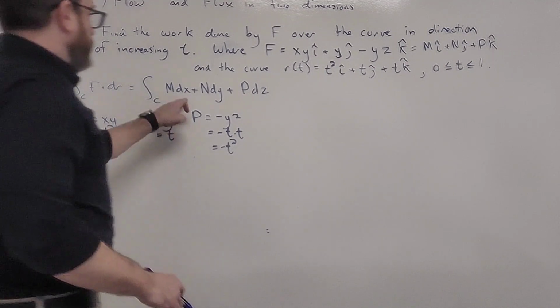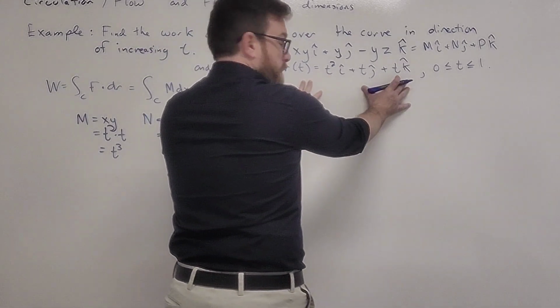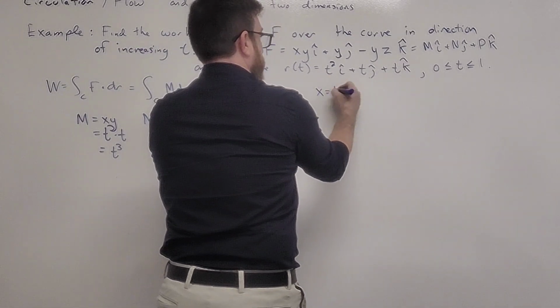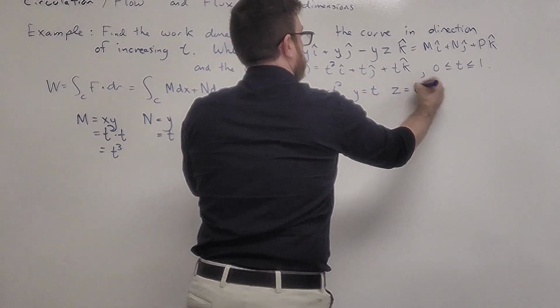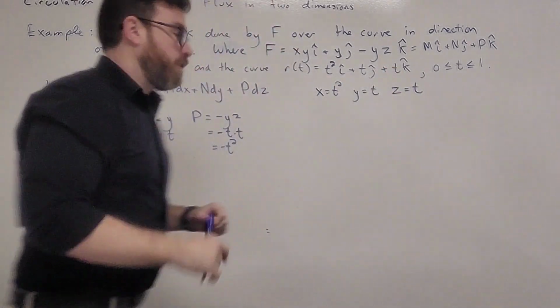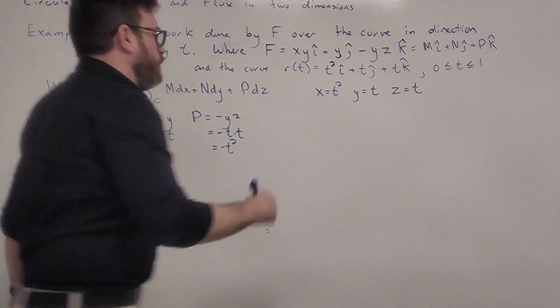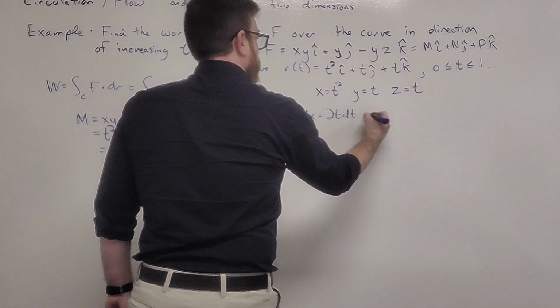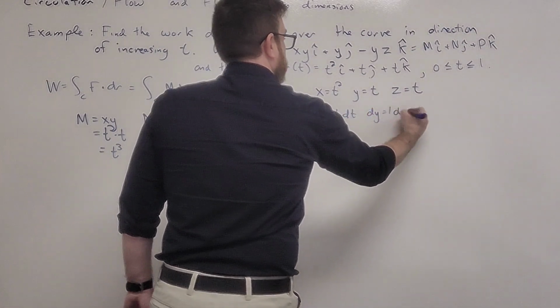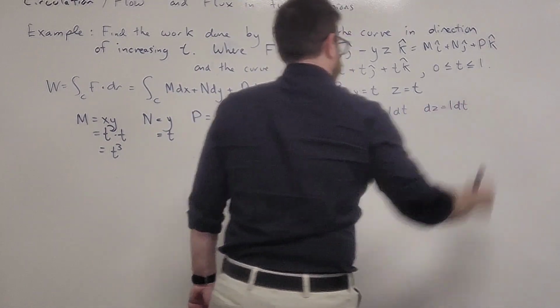Now we still have to find dx, dy, dz. Notice that if I write this in parametric form, x is equal to t squared, y is equal to t, and z is equal to t. This is just the parametric form of that curve, and that's how I was able to evaluate these things in x, y, and z. So if I want to find dx, this is going to be 2t dt, dy is just 1 dt, and dz is just going to be 1 dt as well.